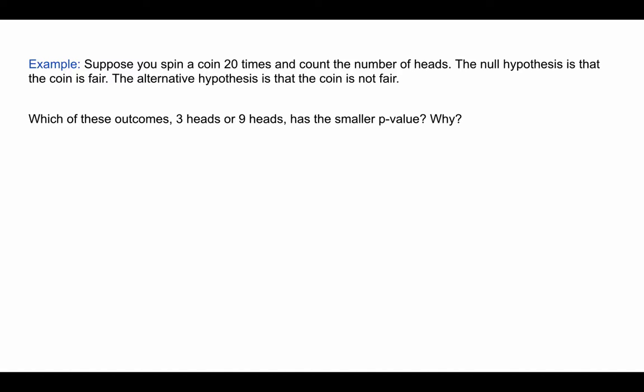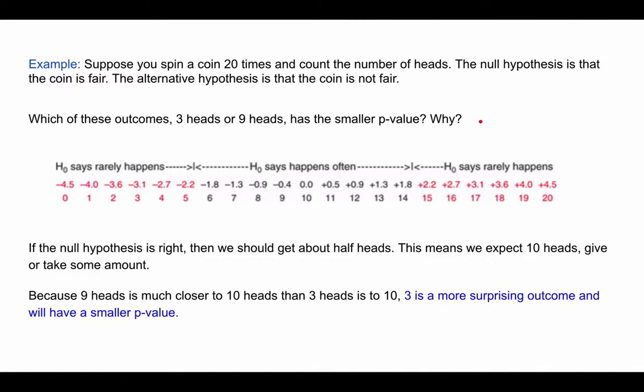So to think about this question, you want to think about, well, if we get 3 heads out of 20 versus 9 heads out of 20, which of these is less likely to happen if the coin is fair? Well, if the null hypothesis is correct, then we should expect to get about 10 heads. So we should get 10, give or take some amount. Now, 9 heads is much closer to 10 than 3 heads, so 3 is a more surprising outcome. This goes with a smaller p-value. So more surprise, smaller p-value.